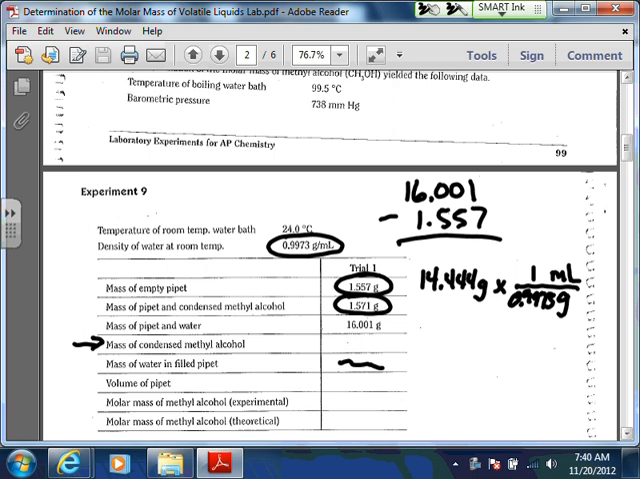Molar mass of the methyl alcohol. Okay, so now we're going to have to use some of these numbers that we got here.